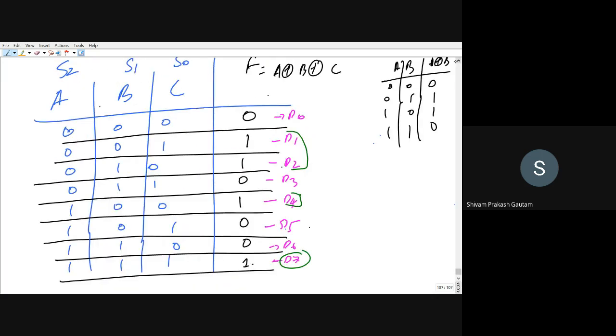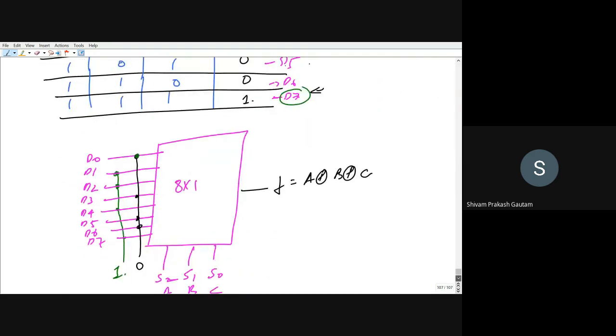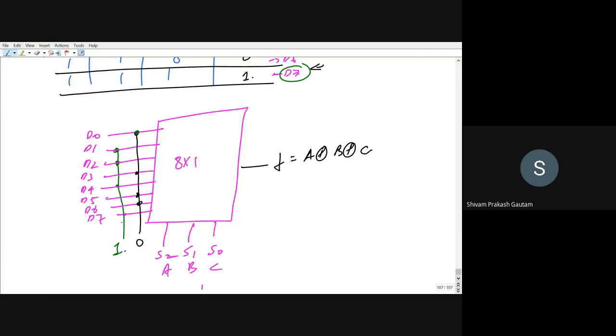Again, see the function truth table. You can see D1 and D2, 1 is flowing, D4 also 1 is flowing, and D7 1 is flowing. So D1 is flowing here, here, here, and here. So that is what we have made in the input. D1, D2, D4, D7 is 1. And for all the other cases, it will be 0.